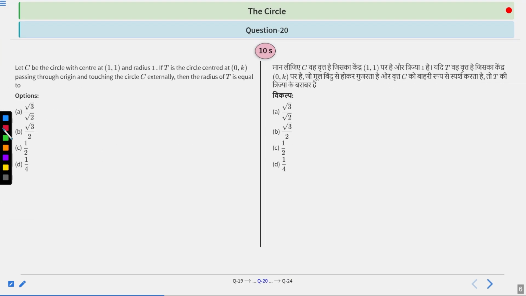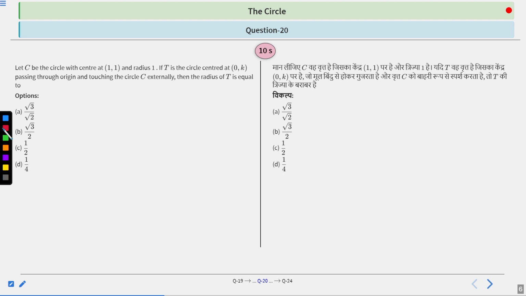Question number 20. Question number 20 says, let C be the circle with center at (1, 1) and radius 1. If T is the circle centered at (0, K), passing through the origin and touching the circle C externally, then the radius of T is equal to what?